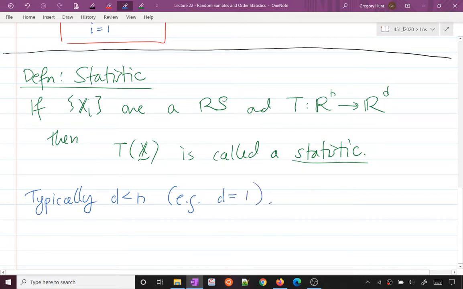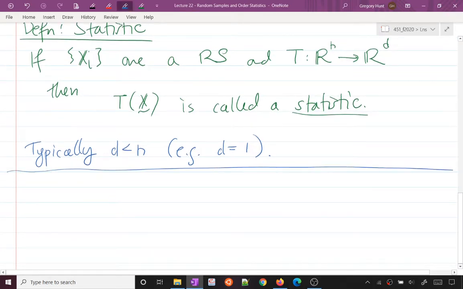D being less than n says that our function summarizes our random sample. If d were bigger than n, we'd go from n samples to a d-dimensional statistic that has more components than data, which is a bit weird. Typically, like a univariate statistic, you just summarize it into one number. So we could look at some examples.